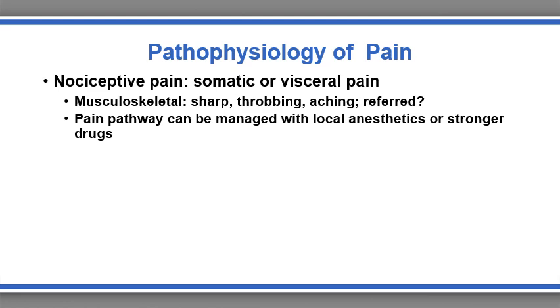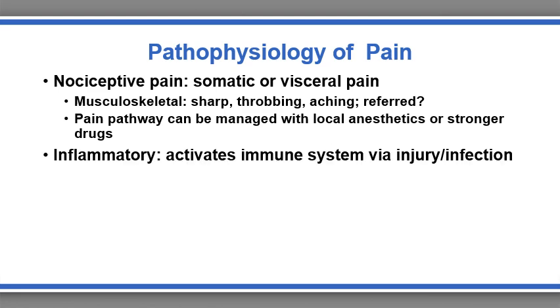And again, this is what tells us that there's trauma or an issue with a certain region of the body. Then you have inflammatory pain. So again, this activates the immune system via either injury or infection. We talked about the inflammatory process as it relates to a musculoskeletal injury.